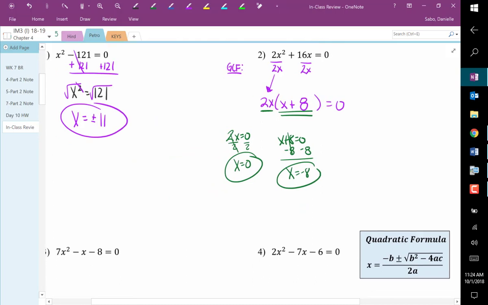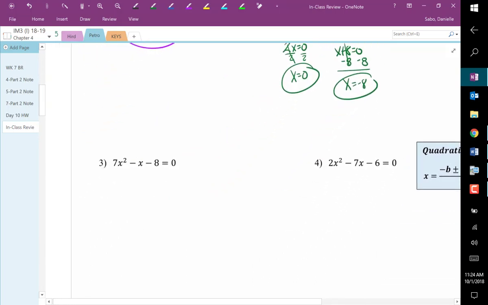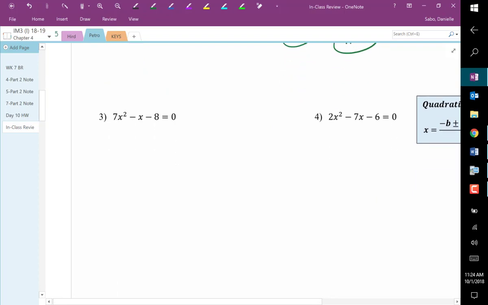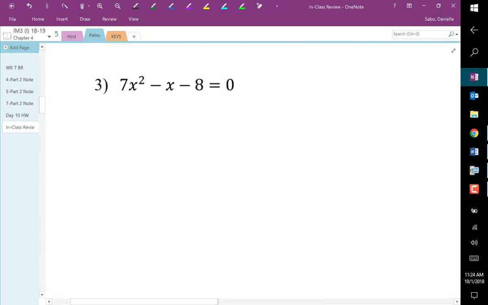Okay, this one. This is the one that I feel like, from my experience as a teacher, is the one that people get stuck on. So really make sure that we're paying attention for number 3. So this is a harder one because that a value in front is not 1. This guy is a 7. He's not a 1. If it was 1, it would be an easier problem, but this is not that case. So I have to do what multiplies to 7 times negative 8. What is 7 times negative 8?